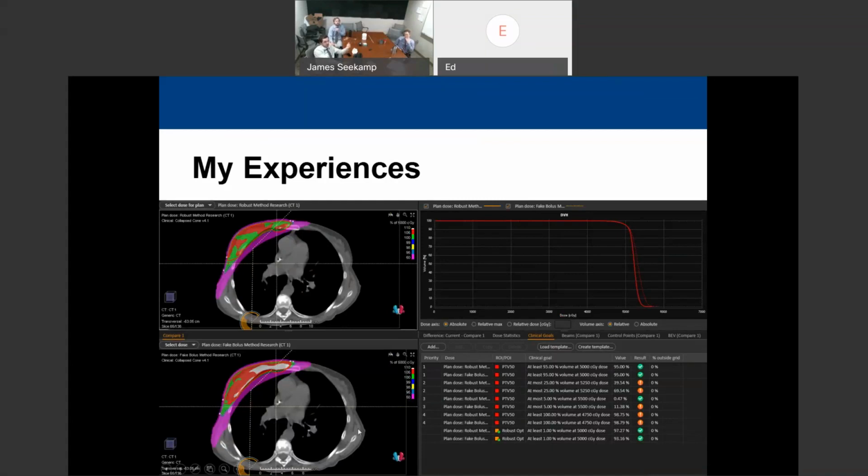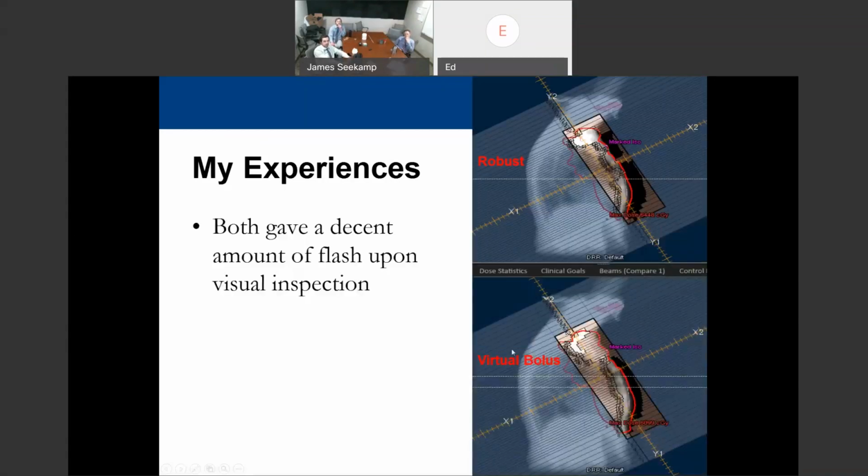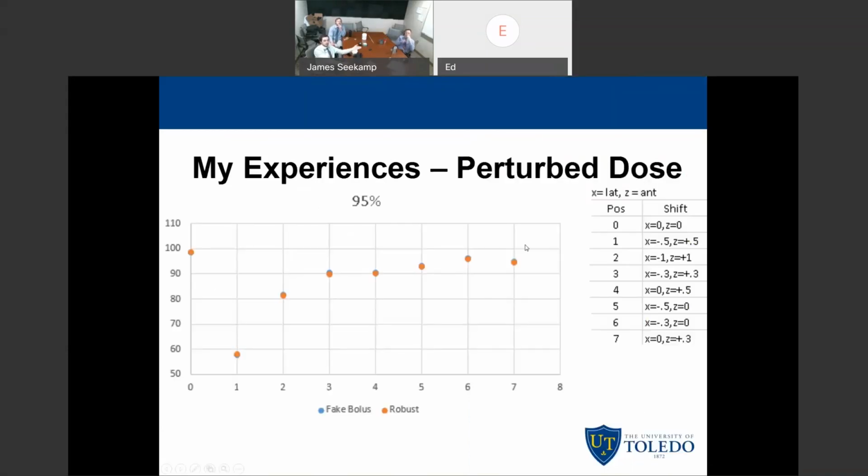At that point, I perturbed the dose and reevaluated all these metrics. Just upon visual inspection, it looked like they're both giving decent flash. Here's the robust and here's the virtual bolus, and you can see that it is doing what we intend for it to do. But yes, I perturbed the dose, and you can see that these different perturbations I did, which are signified up here in the legend, and then the percent receiving this isodose line. So the amount receiving 95% coverage with no shifts is almost 100. And then you can see that they're basically identical at every single possible shift.